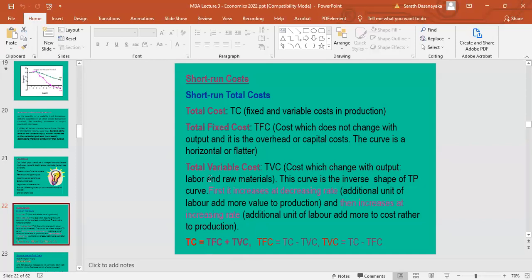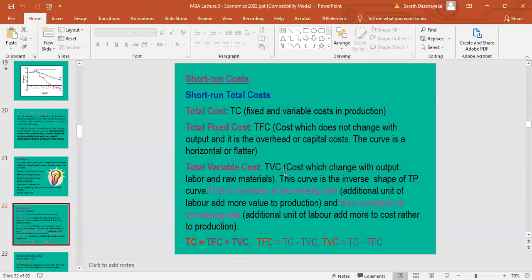Then the TC, and the total fixed cost. You can see the total fixed cost does not change with output, and it is an overhead or capital cost. This curve is a horizontal or flat curve. Production is changing, but the total fixed cost is a constant curve.